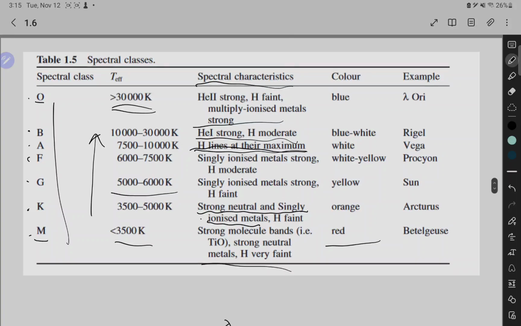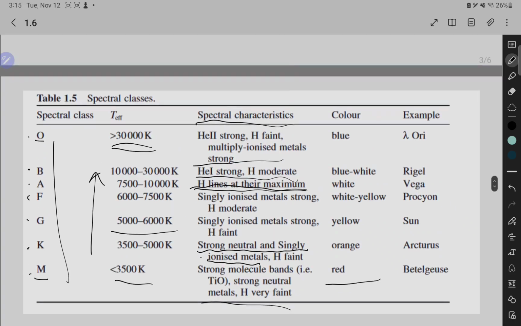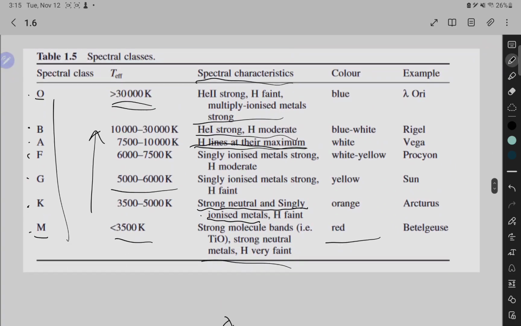If you're watching this video and you're wondering why that is, you might want to take a look at my Boltzmann equation video that I did. So this is a basic introduction to the spectral classes of the stars.